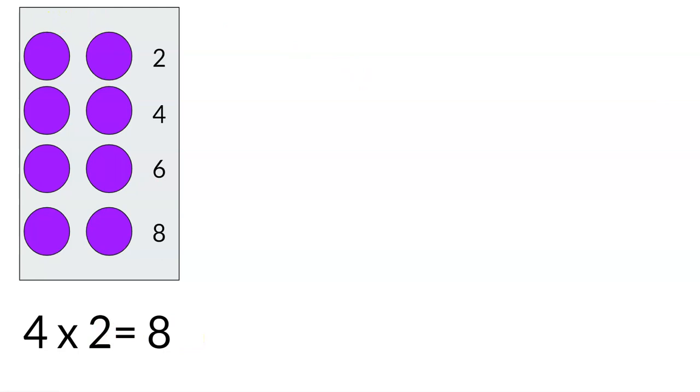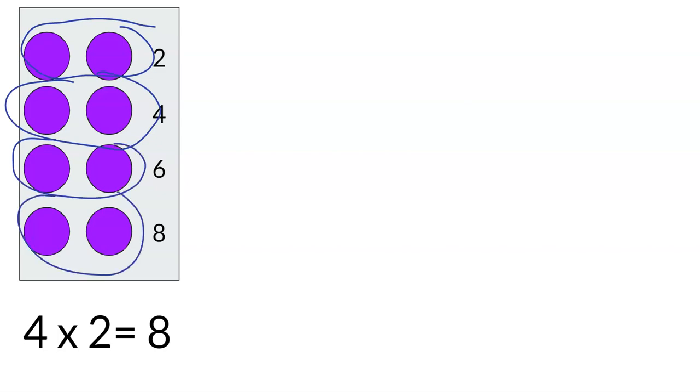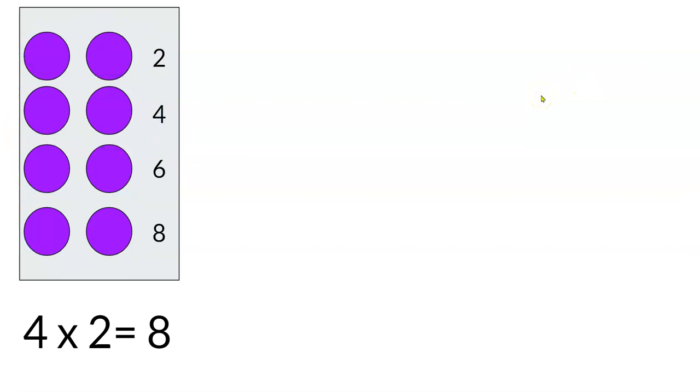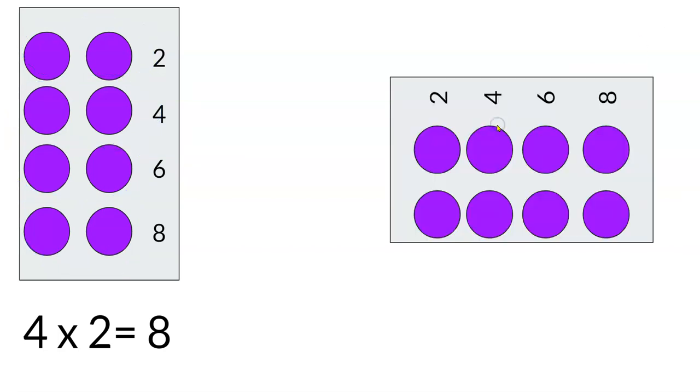So here I have my 4 rows over here. And in each row, I have 2. So altogether, we have 8 dots. All right, now let's go ahead and see what would happen. What if I were to flip my diagram over to 90 degrees, or just kind of turn it over to one side? And let's see what would happen if we do that.